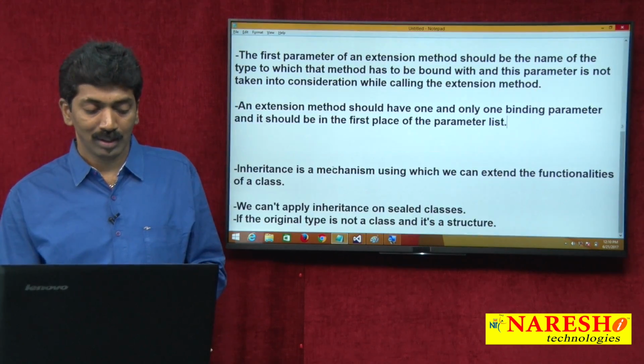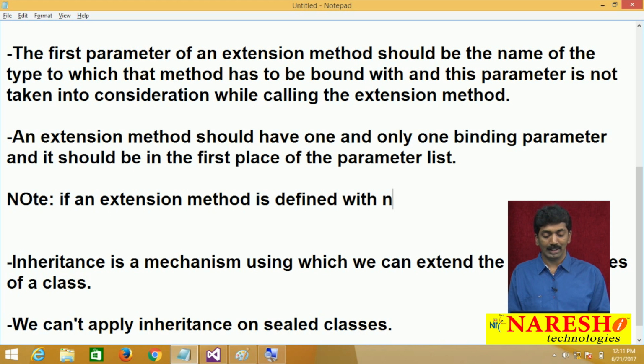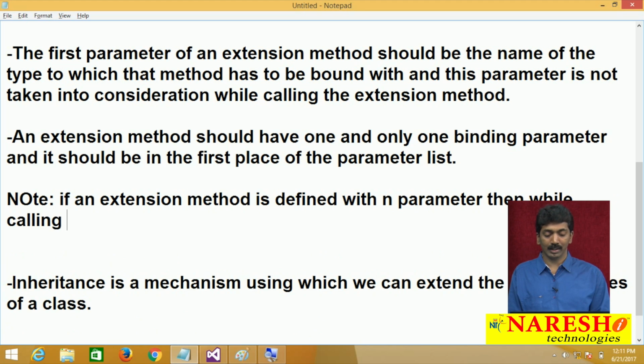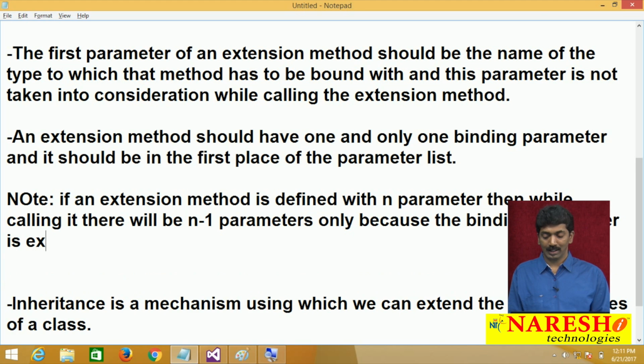Okay? And remember, if an extension method is defined with n parameters, then while calling it, there will be n minus 1 parameters only, because the binding parameter is excluded.